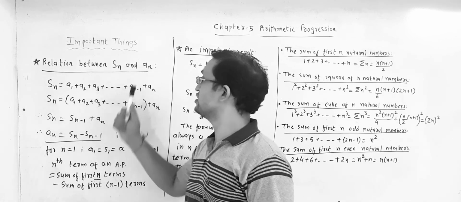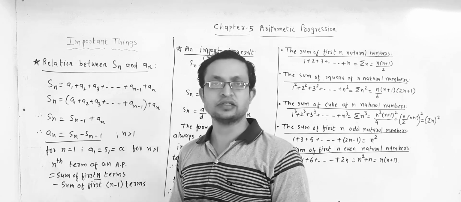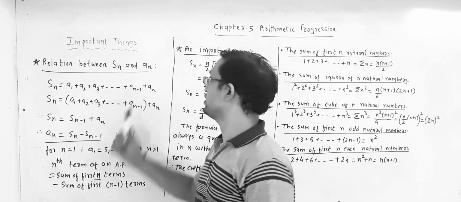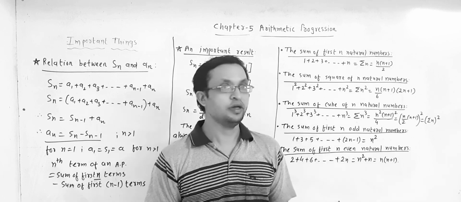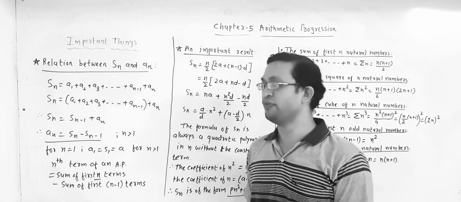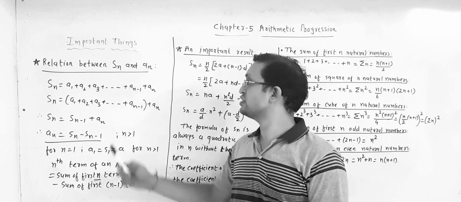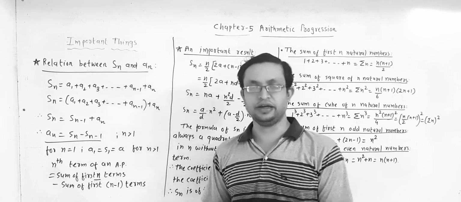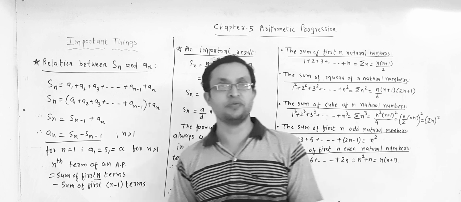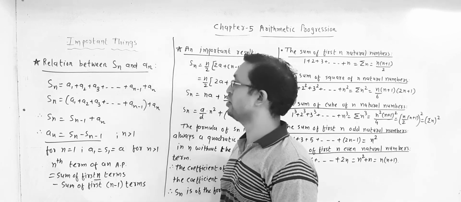Here, the relationship between Sn and An. Sn means the sum of n terms, and An means the nth term. How do we find the relationship between Sn and An? First, write the formula.